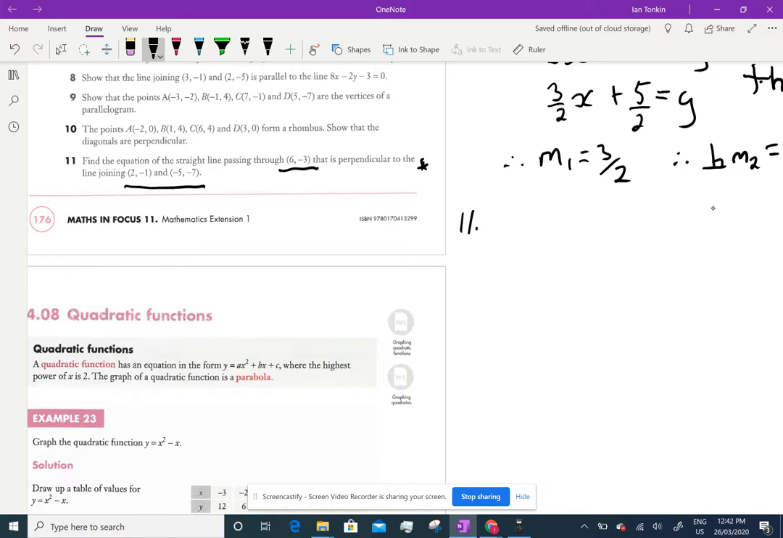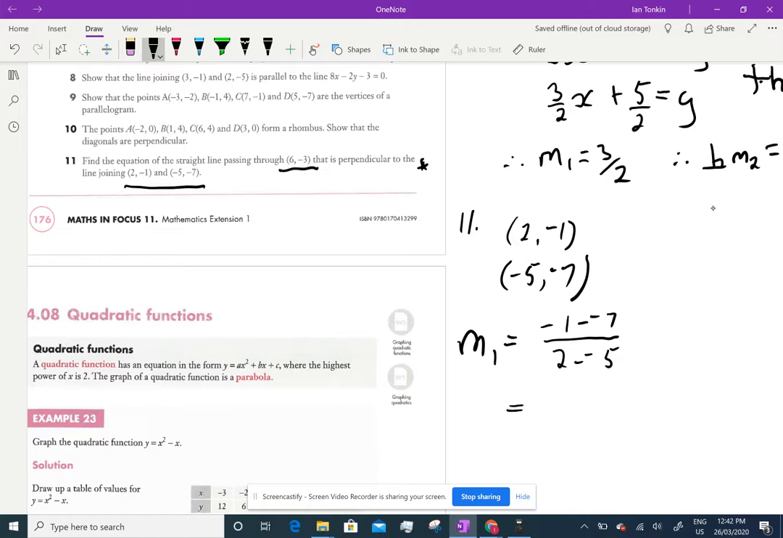So in question 11, I'm just going to write those 2 points, 2 and negative 1, and negative 5 and negative 7. And I'm going to find the gradient. So m1, subtract the y values, negative 1 minus negative 7, over 2 minus negative 5. Well, negative 1 minus negative 7, I would do this whole thing on my calculator.